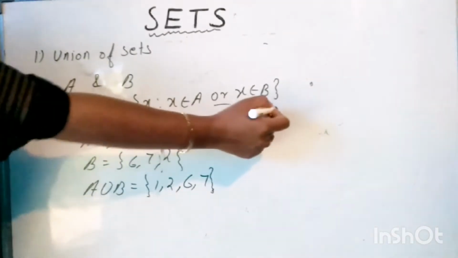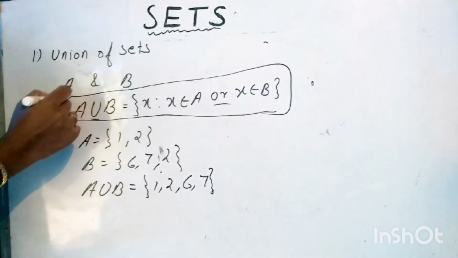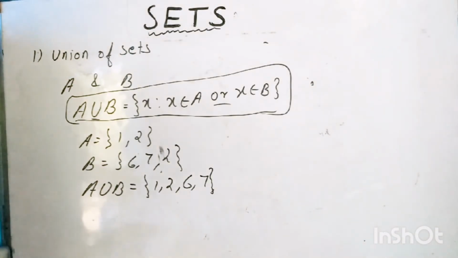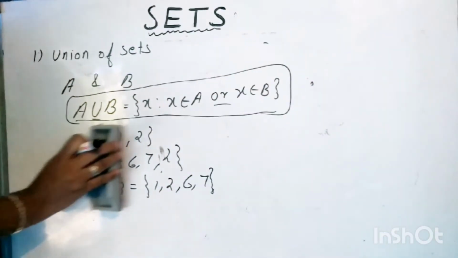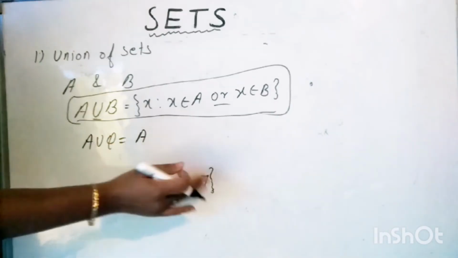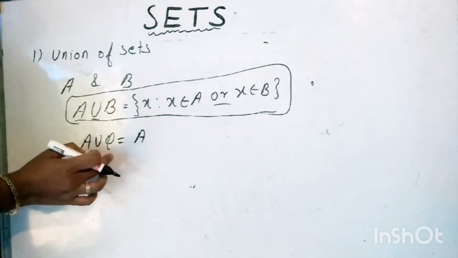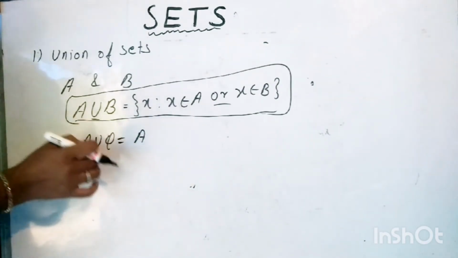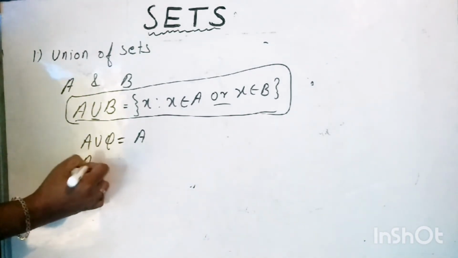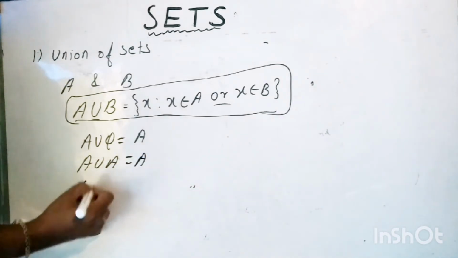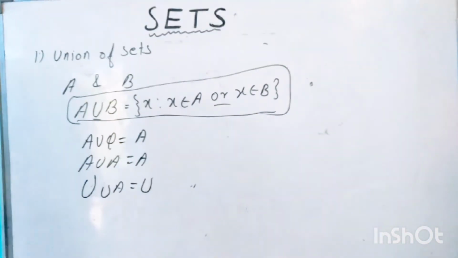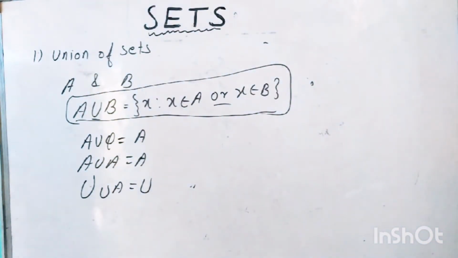A union B is the set of all x such that x belongs to A or x belongs to B. This A union B is commutative and associative. A union phi is equal to A. A union phi means just list out the elements in A and phi. We know that there is no element in phi, so A union phi is equal to A. A union A is equal to A. And universal set union A is equal to universal set.